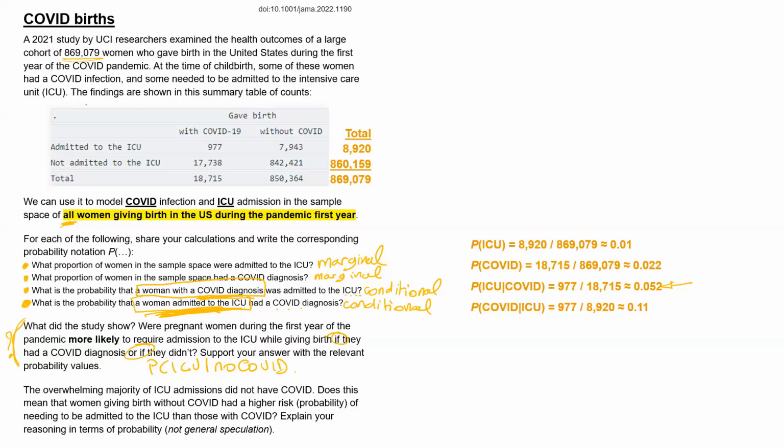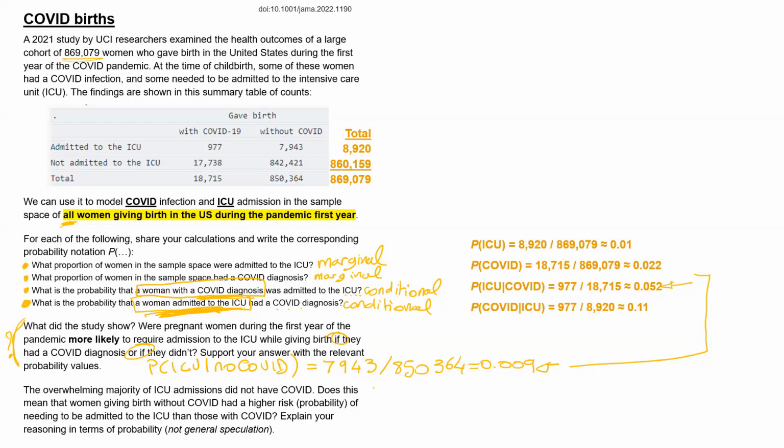So in that case, out of the 850,364 women who gave birth without COVID, how many of them ended up in the ICU? 7,943. And so that gives us 0.009, so 0.9%, just short of 1%. So that means that women giving birth during the first year of the pandemic were much more likely to be admitted to the ICU if they had a COVID diagnosis than if they didn't. The specific supporting evidence you would want to cite here are those 5.2% versus 0.9%.